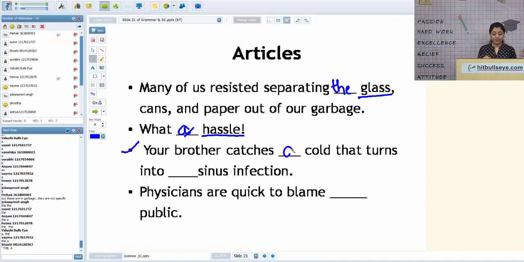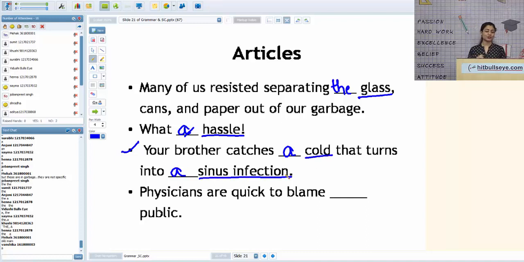So the correct answer here is catches a cold, because singular but general, that turns into a sinus infection. General, right? Remember, cold and sinus infection is a condition. It is not a specific type of disease. But if I say someone has type A diabetes, I'm specifically talking about type A diabetes. Then I could add the, that person has the type A of diabetes, but cold and sinus infection is a condition. Remember, it's not a specific disease.